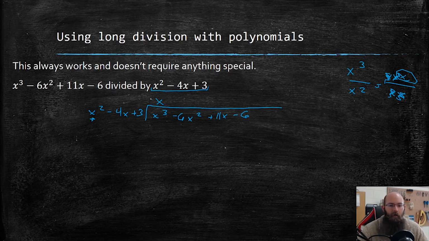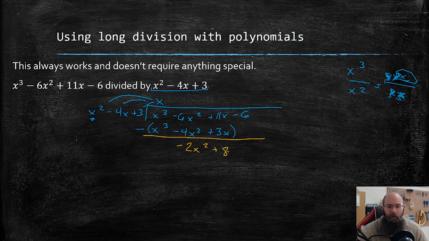Then I take that and I'm going to distribute it to everything out in front. So that gets me an x cubed minus 4x squared plus 3x. I'm going to wrap that in parentheses and I'm going to subtract it away. Now I'm going to subtract down. So the x cubed minus x cubed, 0. That should always happen, otherwise I did something wrong. Then negative 6x squared minus a negative 4x squared gets me a negative 2x squared, double negative, so it cancels there. Then 11x minus a positive 3x gives me 8x.